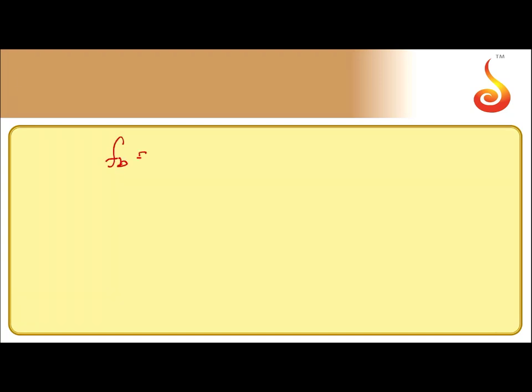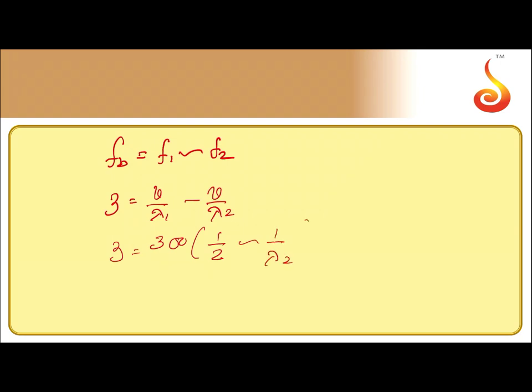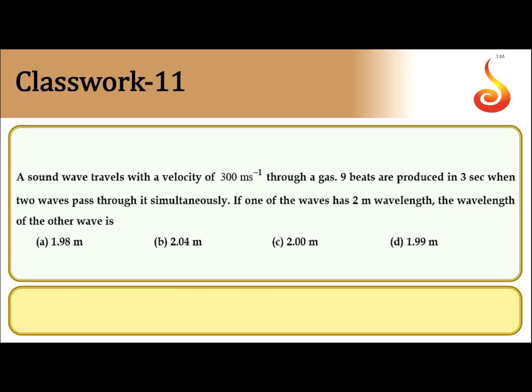You know, beat frequency is equal to the difference between the actual frequencies. That is, 3 is equal to V divided by lambda 1 minus V divided by lambda 2. Because he says 9 beats are heard in 3 seconds, that means 3 beats are heard in every second. 3 is equal to V, V is 300, into 1 divided by 2 minus 1 divided by lambda 2. If you simplify it further, what do we get? Lambda 2 is equal to 2.04 meter. So, the wavelength of the other wave is 2.04 meter.